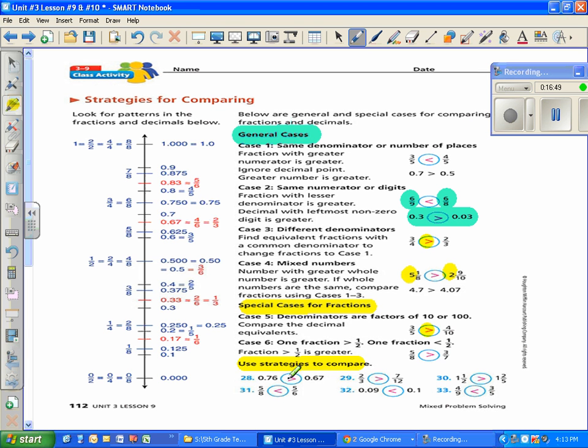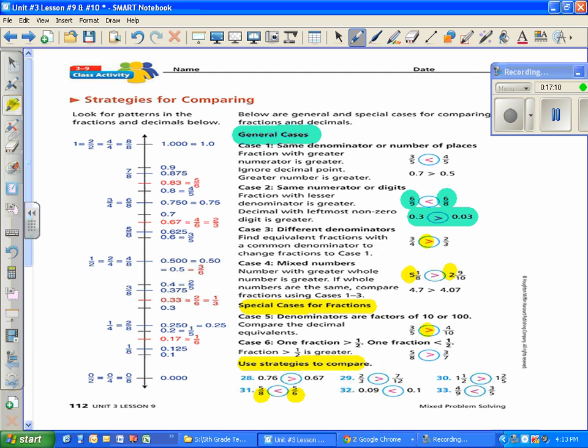0.76, 0.67, the 7 and the 6, 7 is greater. 5/8, 5/6. Again, 5/8, you could look at the 8. Oh, look at the 8 and the 6. The 5s are the same. The 6 is smaller, but 5 parts out of 6 is greater than 5 parts out of 8.